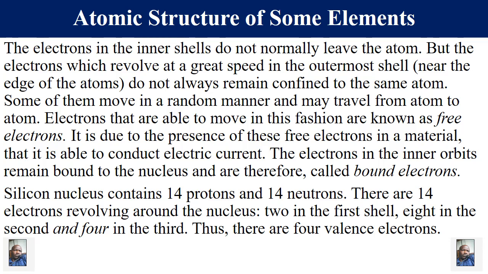Electrons in the other inner shells are said to be bound electrons. Why? Because they are attracted to the nucleus and cannot escape. And for semiconductors, we know 4 electrons are found in the outermost shell.